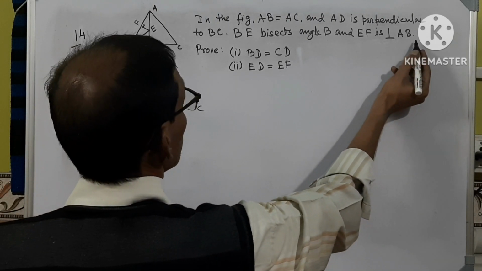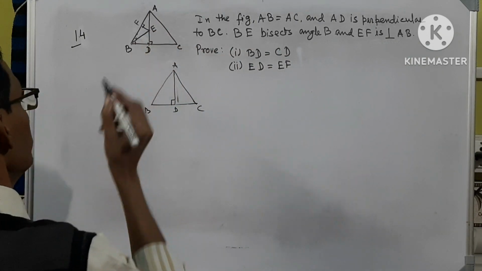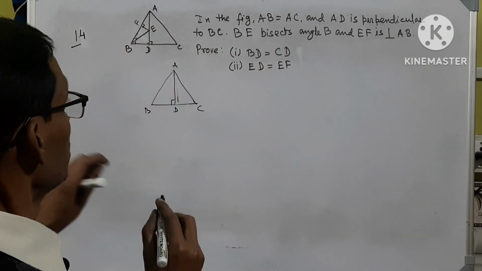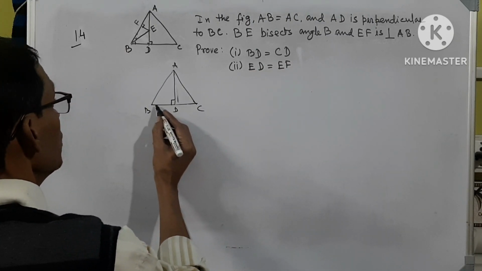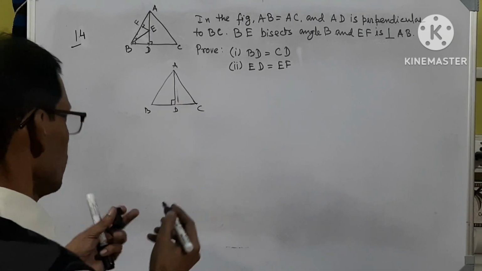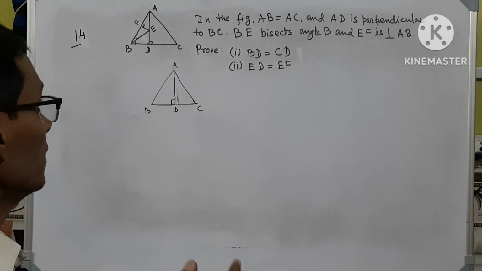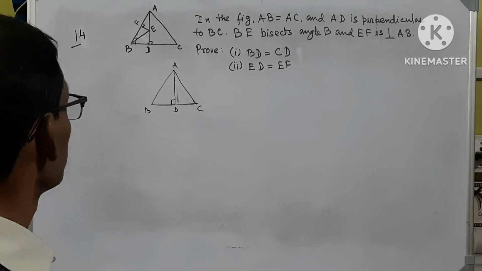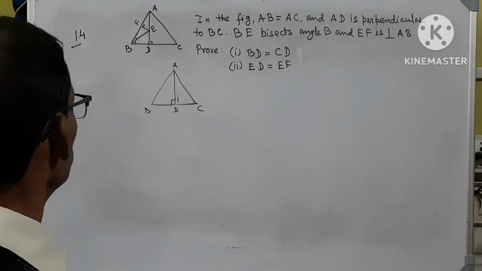And EF is perpendicular on AB. The diagram is okay. Prove BD equal to CD. That means, exactly, AD is the median. You have to prove AD is the median. Already you have done it in some earlier questions.